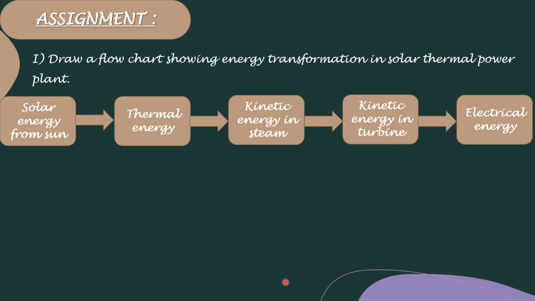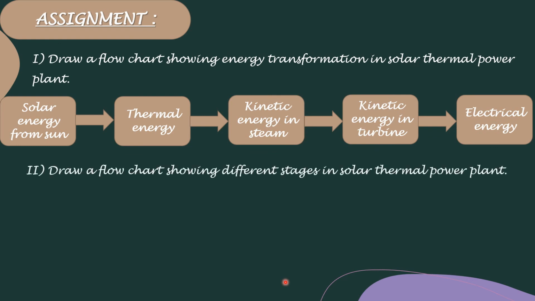Then after that, there is a conversion of thermal energy to kinetic energy in steam, and then the kinetic energy in steam is converted to kinetic energy in the turbine, which is used to drive the turbine. And then there is a conversion of kinetic energy in the turbine to electrical energy. Now students, the next question for your assignment is: draw a flowchart showing different stages in a solar thermal power plant.